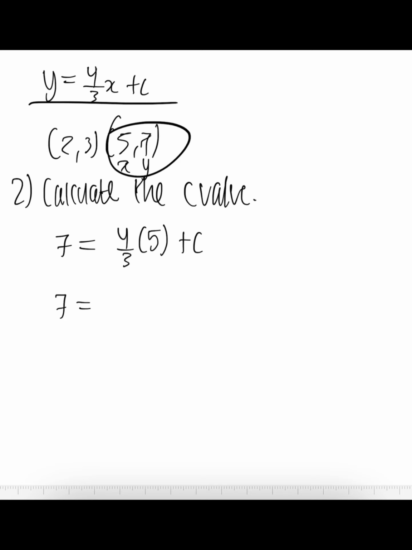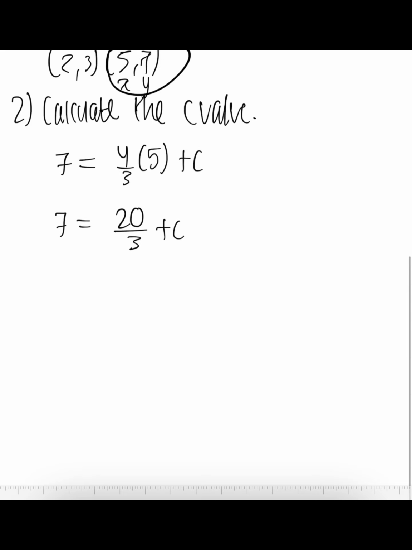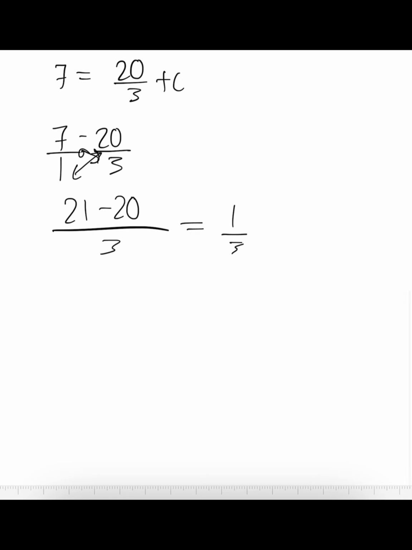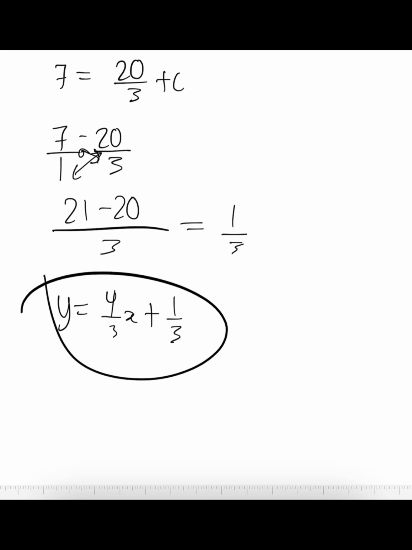So then we can just finish the multiplication on this side. We'll have 20 over 3 plus c. Now we don't want 20 over 3 added to the value of c. We want c by itself. So let's isolate the value of c. We will subtract, we'll get rid of that by doing this. Now we need to get a common denominator. My method here is usually the butterfly method. So we'll have 21 minus 20 over 3, and that will obviously just be 1/3. Now we've got the value of c. So our final formula will be y equals 4/3 x plus 1/3. That's the answer. Well done.